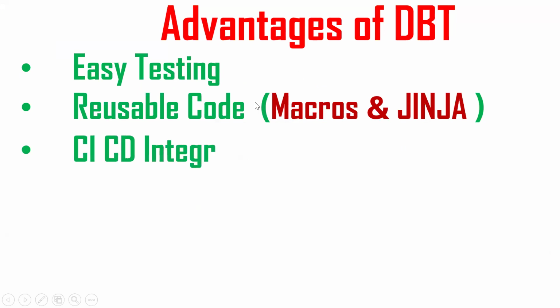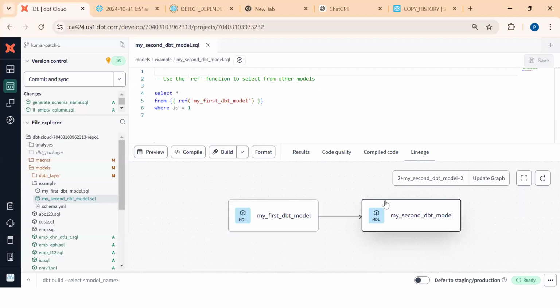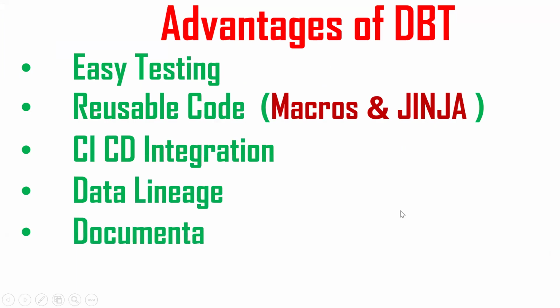Same thing, CI/CD, continuous integration and continuous deployment, can be done easily. Same thing, data lineage is nothing but a DAG. You can get which is dependent on which. One more thing, documentation can be done easily. And so far, we'll call for any questions.